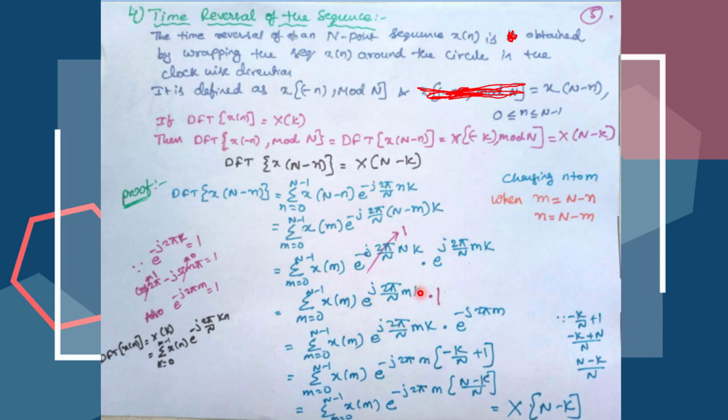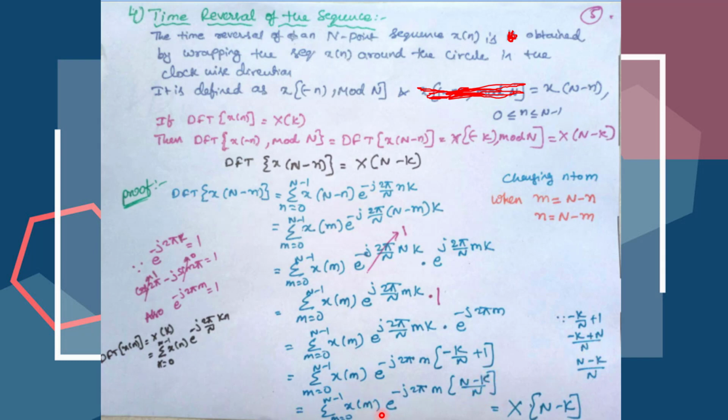In place of 1, here I am writing e power minus j 2 pi m. So from this equation, x of m e power minus j 2 pi m, I am taking common minus k by n plus 1. From this we can write it as n minus k by n. You can observe here how n minus k we will get.